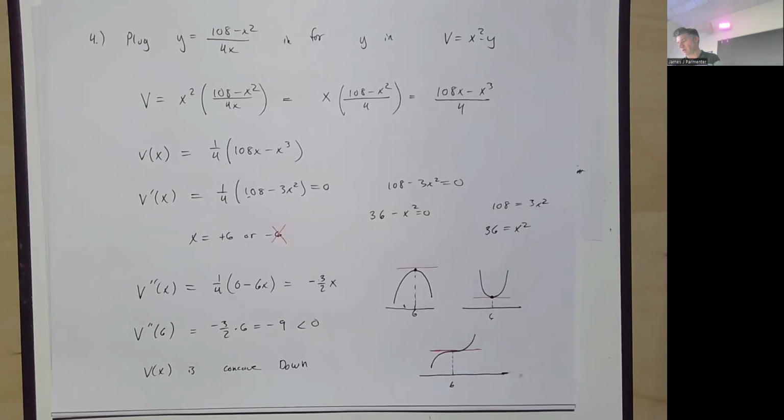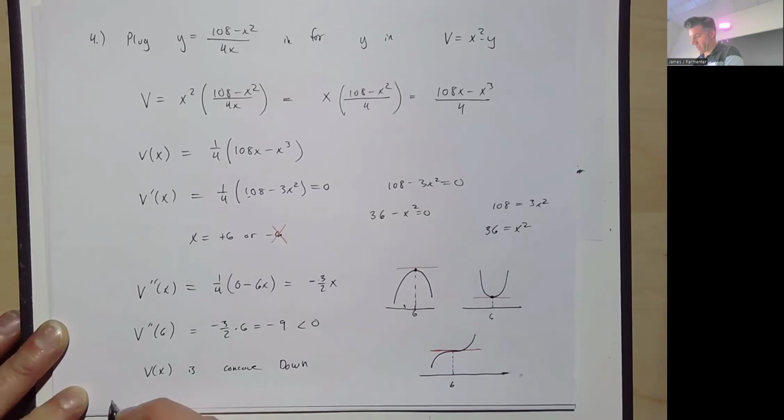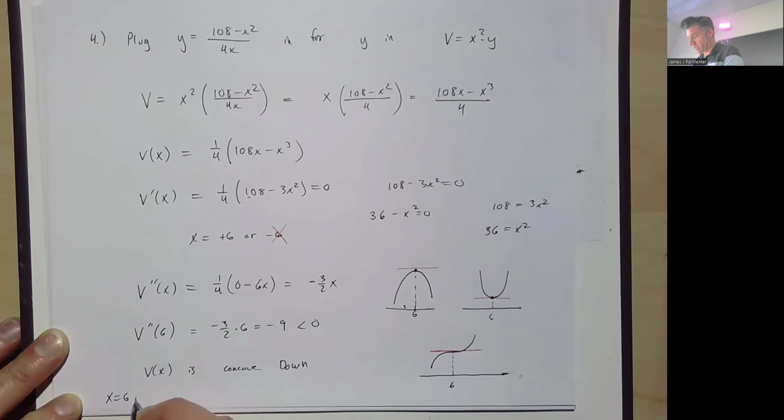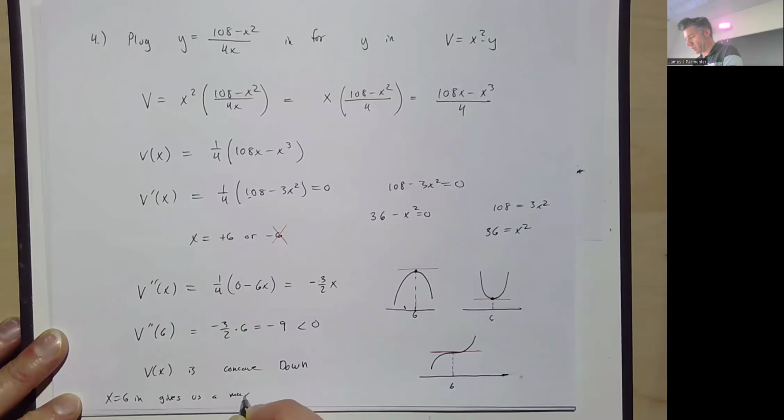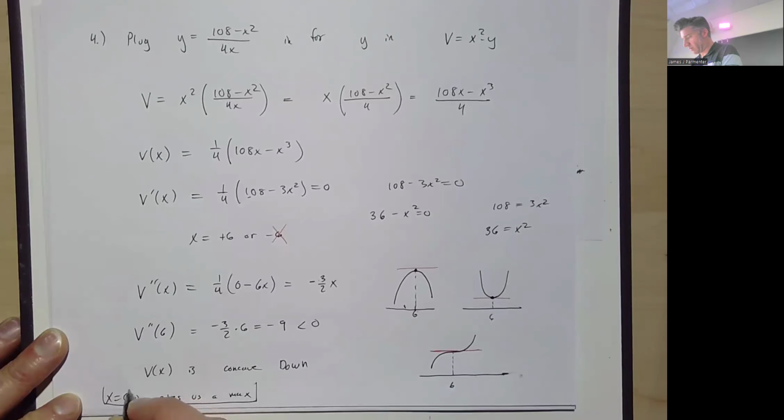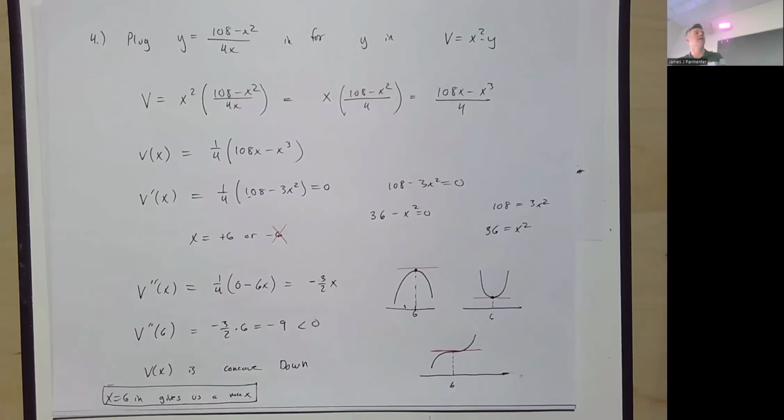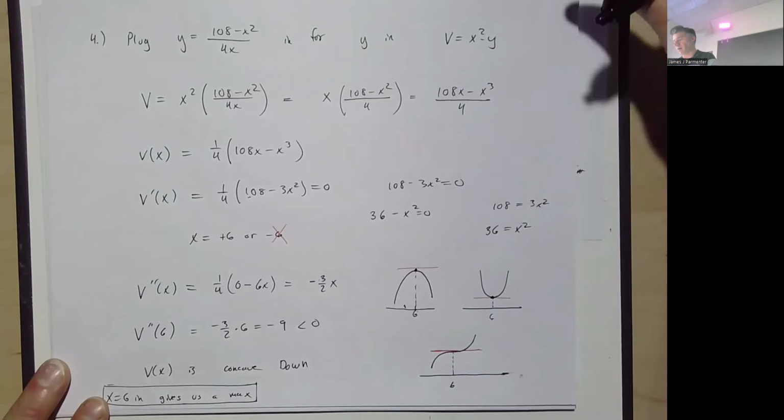There's something else I want to say here. Oh, so not quite done. X equals 6 inches gives us a max. But we didn't quite finish the question because the question said to find the dimensions, plural, of the box that maximize. So then we have to go back and find the y value.